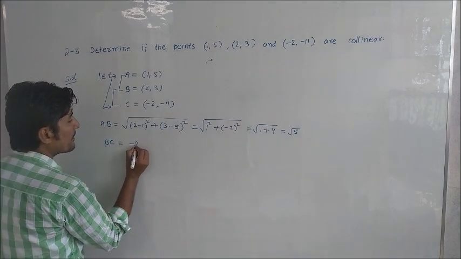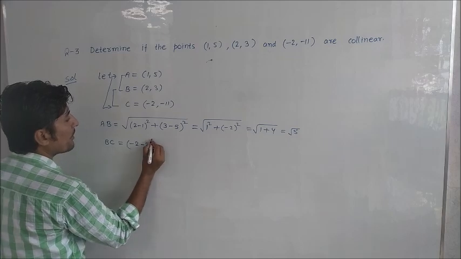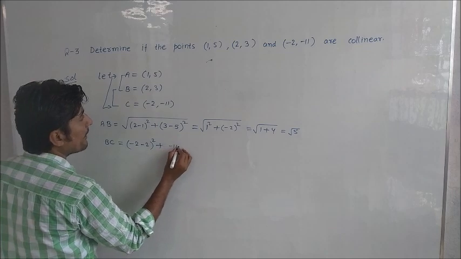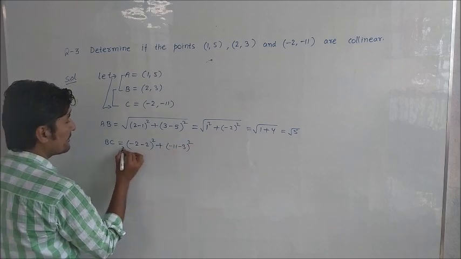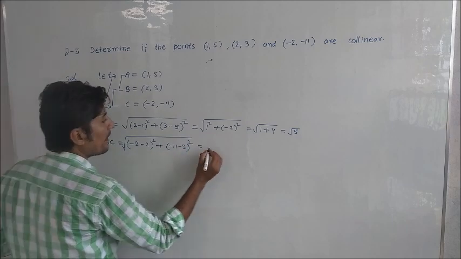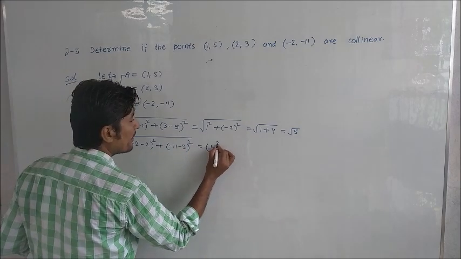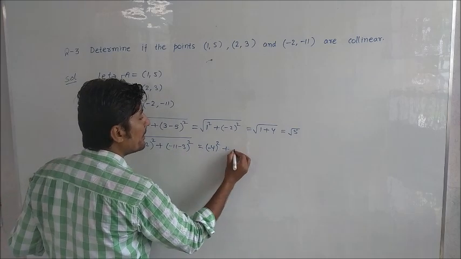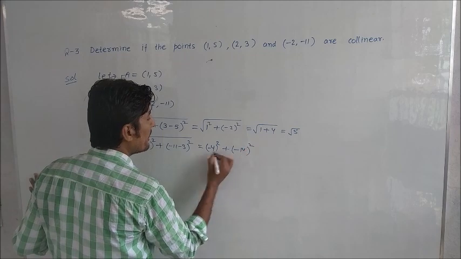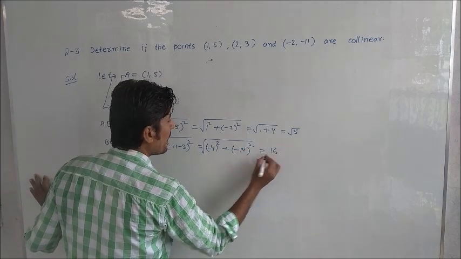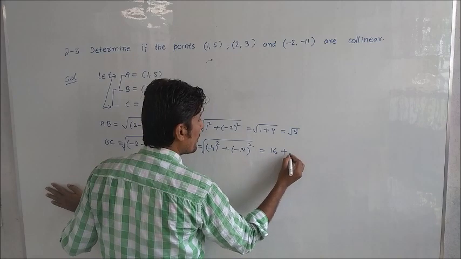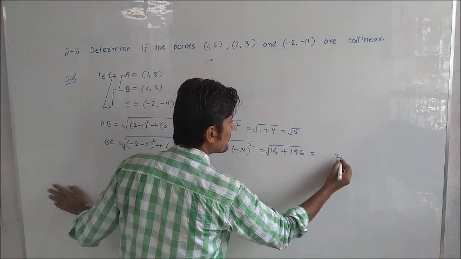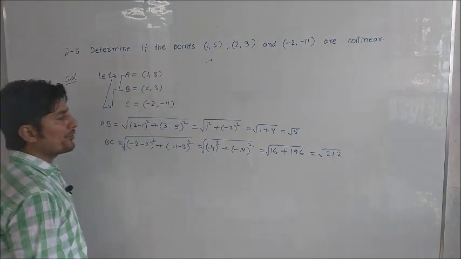x2 minus x1 square means minus 2 minus 4 square, plus y2 minus y1 square means minus 11 minus 3 whole square. Here we can write minus 4 square plus minus 14 whole square, as minus 11 minus 3 will be minus 14. Here the square of minus 4 will be 16 plus 196. This can be written as under root 212.